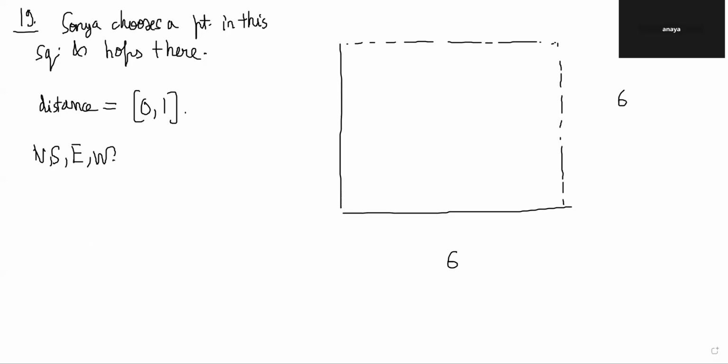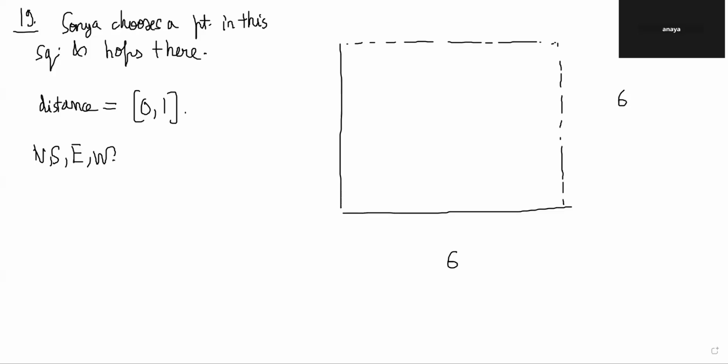And all her actions are independent. All of her choices are independent. What is the probability that she lands outside the square?